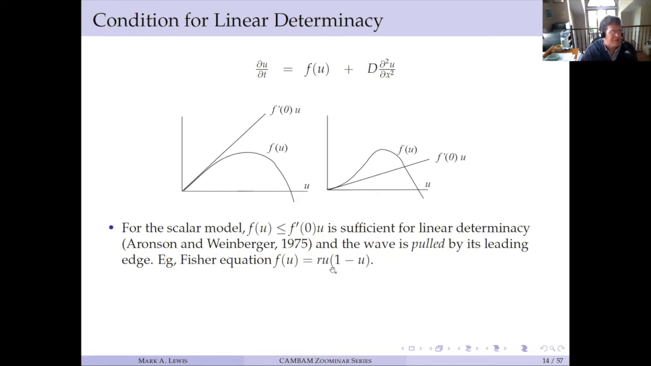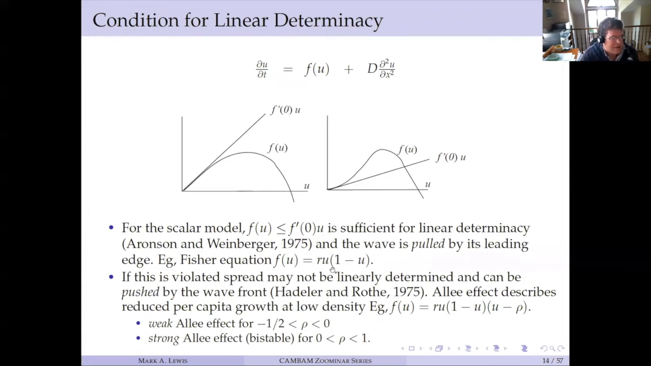So you might ask yourself, what happens in the case on the right-hand side? And so in that case, the rate of spread may not be linearly determined. And so there's this idea of a pushed wave. And so with a pushed wave, populations at intermediate density grow fastest, and they spill over into the leading area, and then they cause the spread of the invasion. And this idea of a pushed wave was introduced by Hadler and Rote in the 70s.